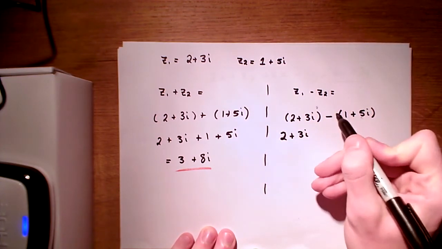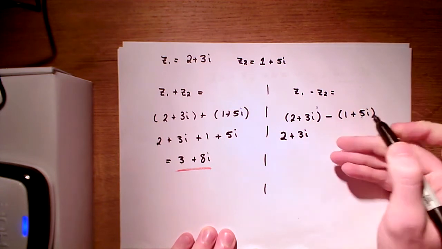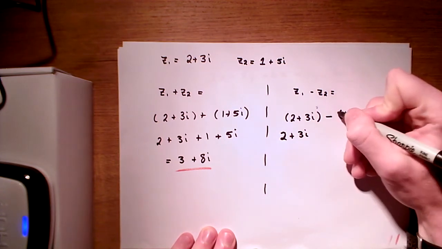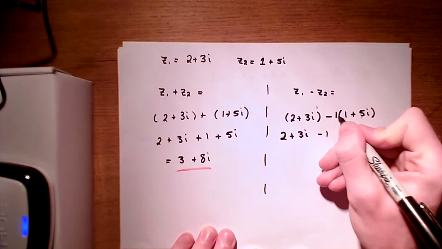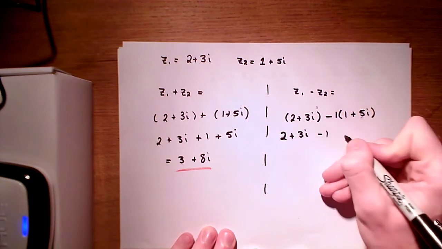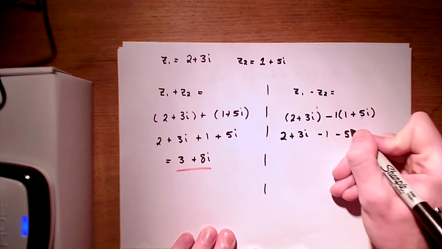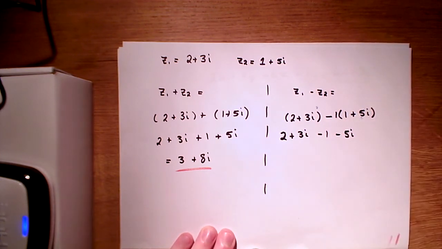Now I need to consider this negative sign here. So it's almost as if there's a 1 here being multiplied in. So minus 1 times 1 would give me minus 1, and minus 1 times plus 5i would actually give me minus 5i. So it's very important to watch out for those signs when it comes to dealing with our brackets.